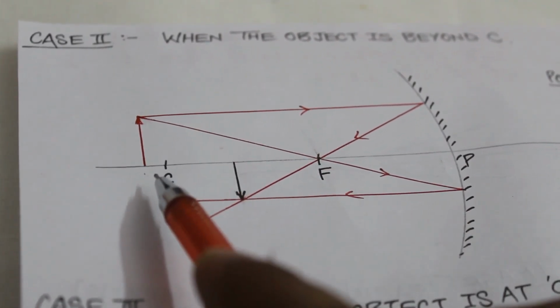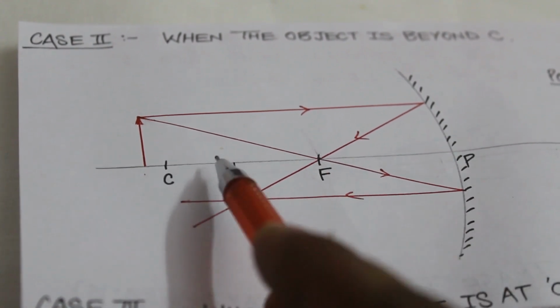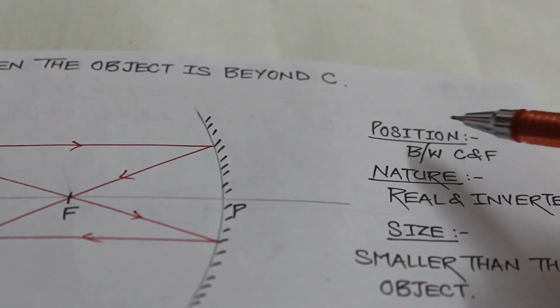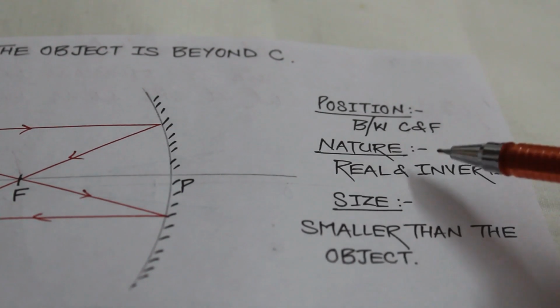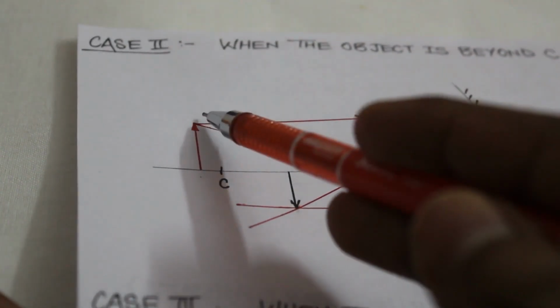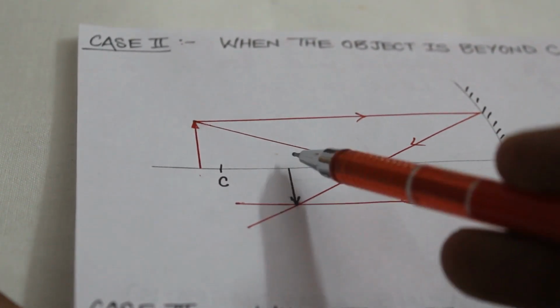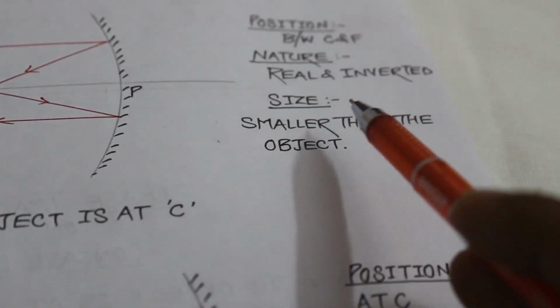C और F के बीच में कहीं भी हो सकता है. So it is between C and F. So the position is between C and F. Nature real and inverted. Size, as you can see, it is smaller as compared to the object. So the size will be small.